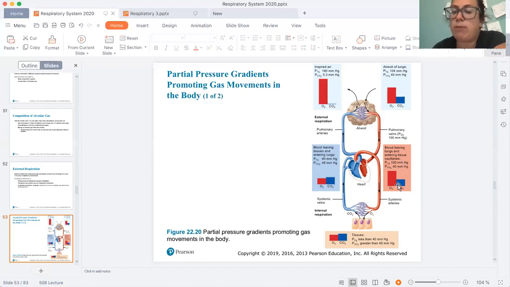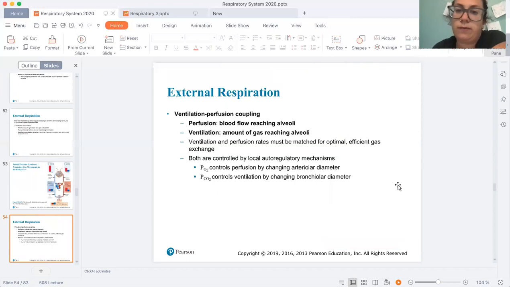We need that because, remember, it's all about the pressure. So ventilation perfusion coupling is basically this: perfusion is the actual blood flow reaching the alveoli, and ventilation is how much gas is reaching the alveoli. A lot of times in medicine we'll look at this, and if it's off, it's called a ventilation perfusion mismatch. If it's mismatched, we need to figure out what's causing the mismatch and treat that aspect.